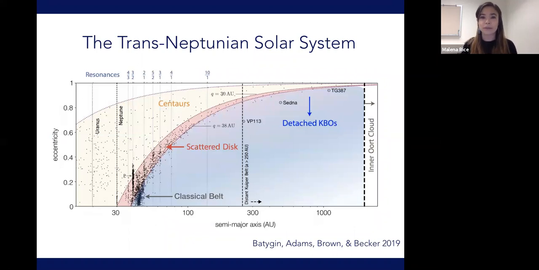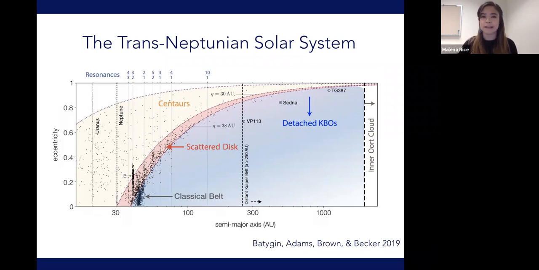of the parameter space that is spanned by known objects in the Trans-Neptunian solar system. So shown here is a map of the known objects in semi-major axis versus eccentricity space, including delineations into a few different populations. That includes the scattered disk, the classical belt, the centaurs, and the detached Kuiper belt objects.